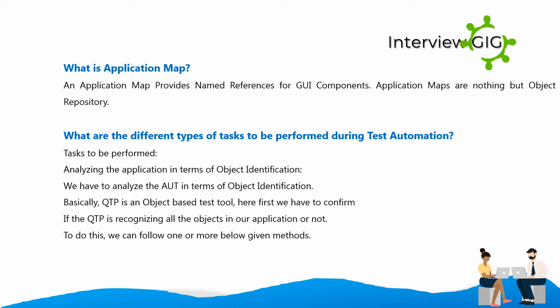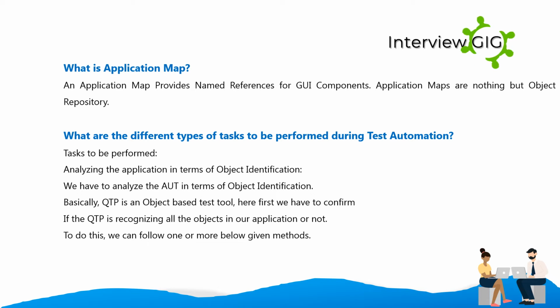What are the different types of tasks to be performed during test automation? Tasks to be performed: analyzing the application in terms of object identification. We have to analyze the AUT in terms of object identification. Basically, QTP is an object-based test tool. Here first we have to confirm if the QTP is recognizing all the objects in our application or not.